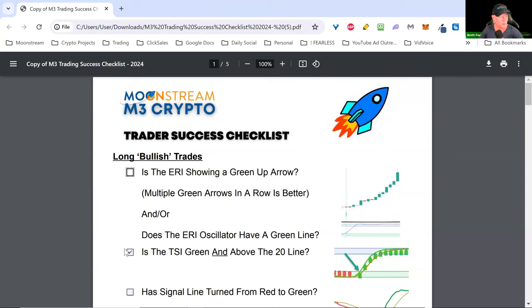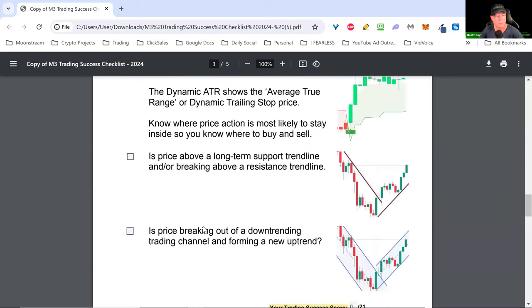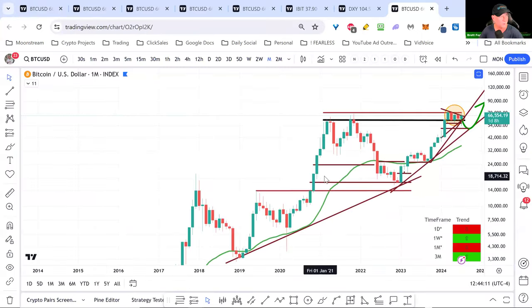Now, this works for bullish and bearish scenarios. So if we scroll down to the bearish side, we can start seeing some of those and giving it a negative score. So let's move that out of the way. And our radar is mixed, so that's good. What we don't want to see is an all red radar. The weekly is still showing bullish, the 3 month, the quarterly still showing bullish. So we're not quite there yet.